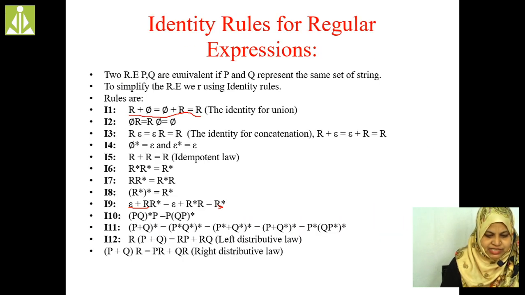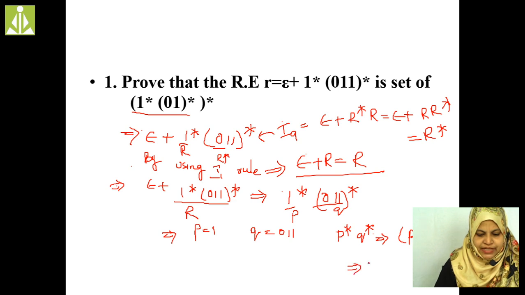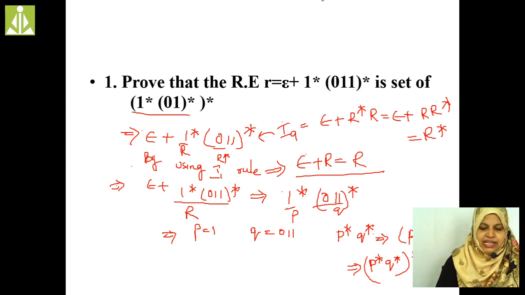P star Q star whole star. Check this. P plus Q whole star, or P star Q star whole star. See here: P star Q star whole star. I can write P star Q star is equivalent to P plus Q whole star, or else it is equivalent to P star Q star whole star. Check for this RHS. This is the RHS. By seeing this RHS, we can write here.